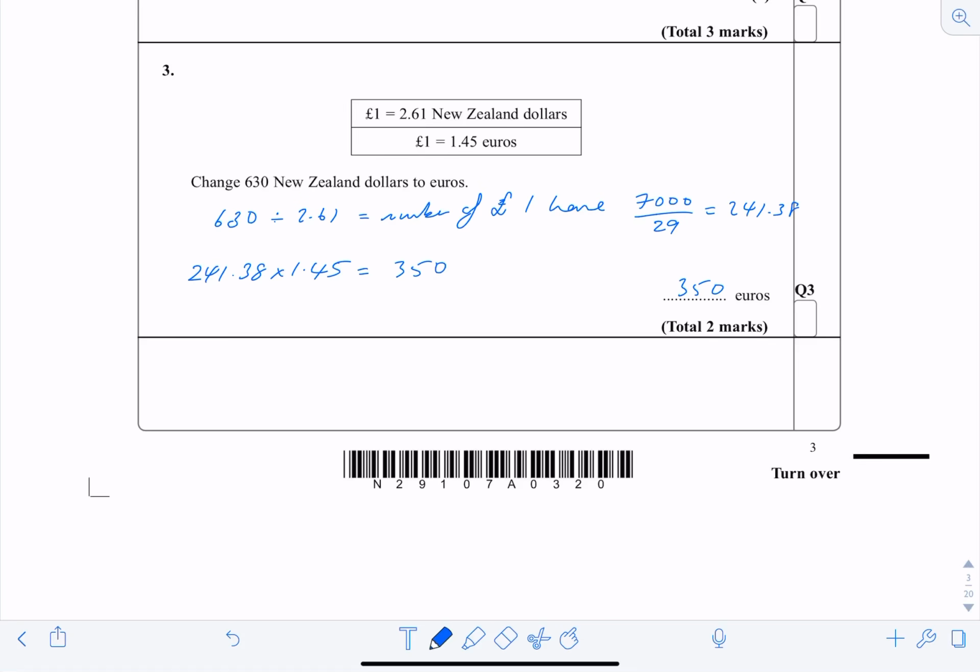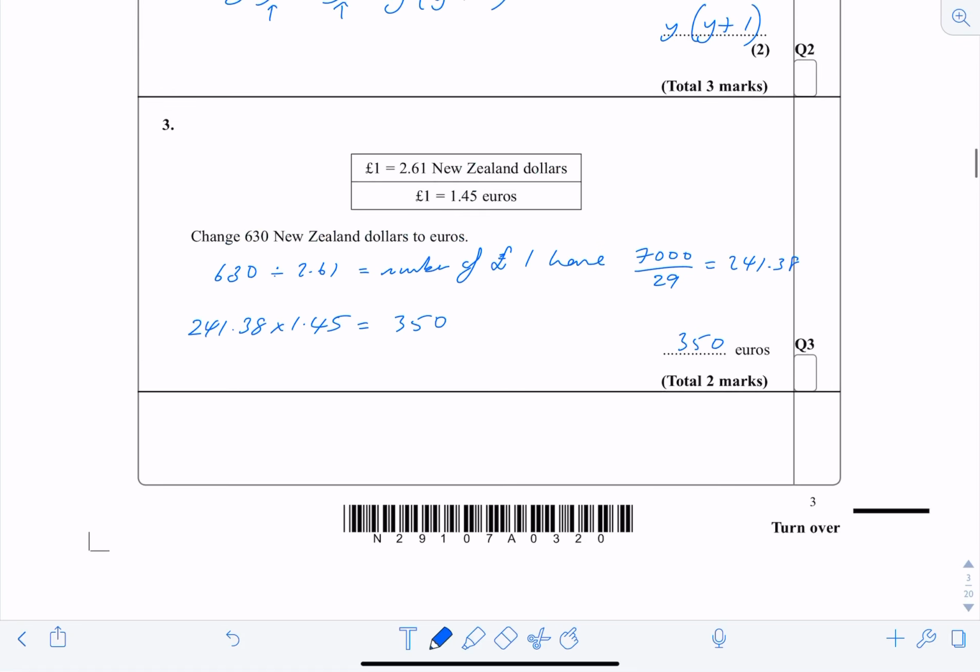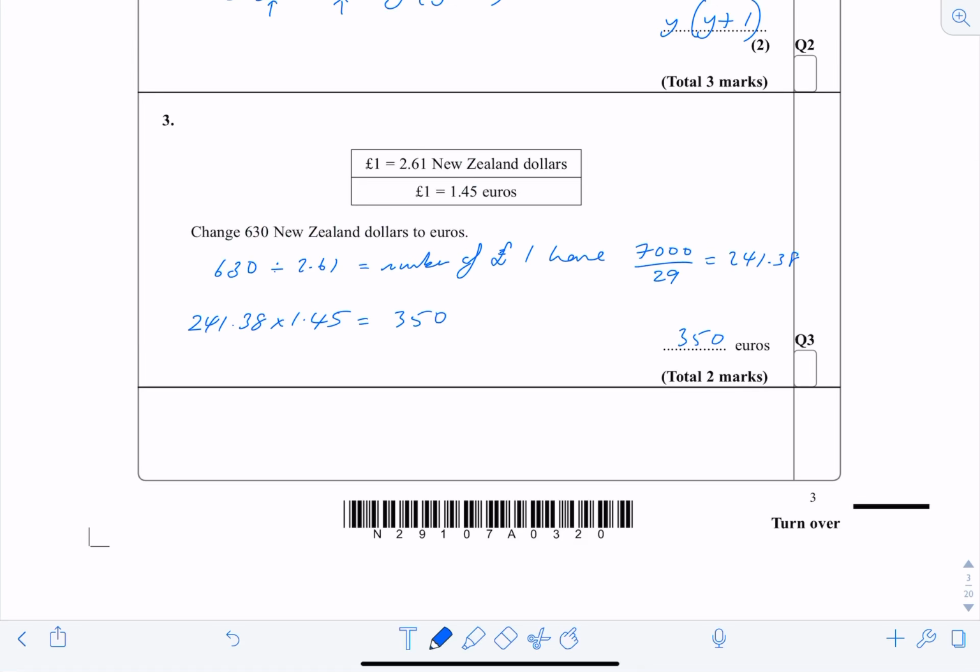So that's my answer. For a question like this, I've got a good sense that my answer is correct simply because it's a round number. There's nothing in the question about significant figures or decimal places, so it must go to a regular, normal, non-decimal number.